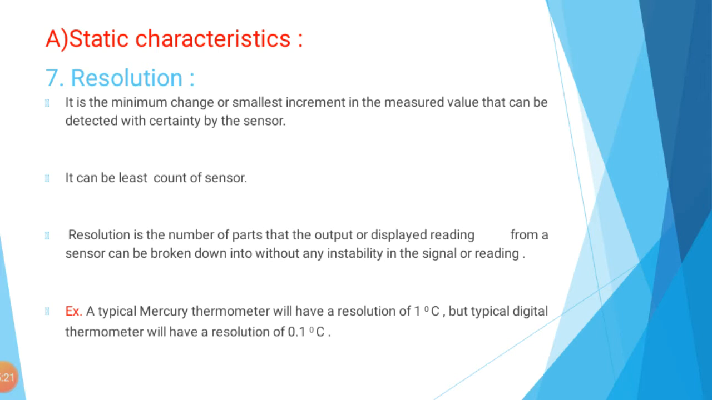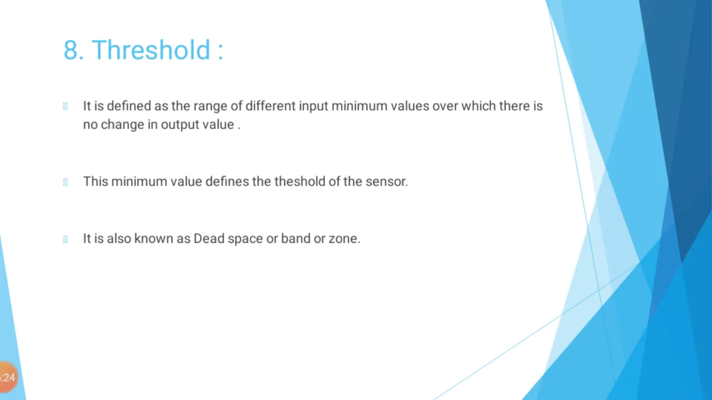Okay. Now the next characteristic is the threshold. Threshold is defined as the range of different minimum input values over which there is no change in the output value. That means if we provide a range of minimum input values, there is no change in the sensor's output. The sensor does not sense these values, and this range of minimum input values is known as the threshold of that sensor.